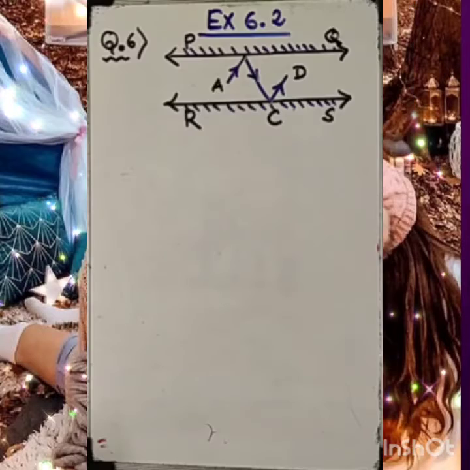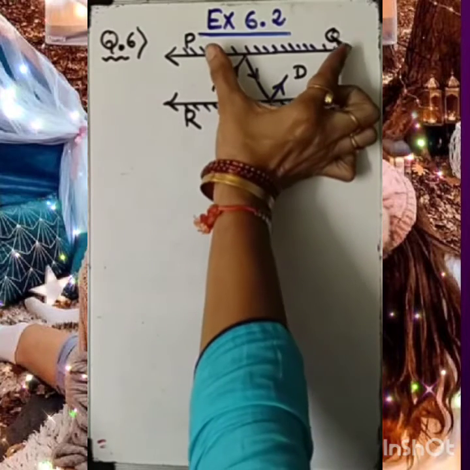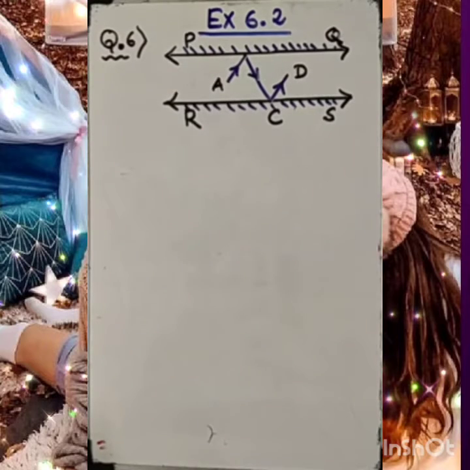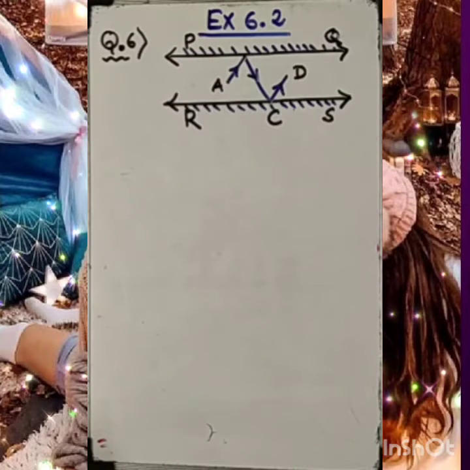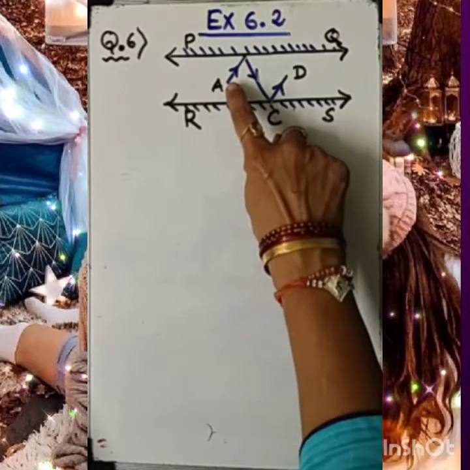So my dear student, the figure is on your screen. You just observe what we are given. PQ and RS are two plane mirrors. These are two plane mirrors, agree? And in that we are given an incident ray AB.